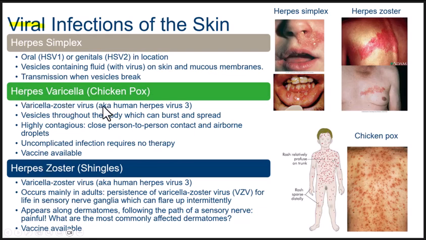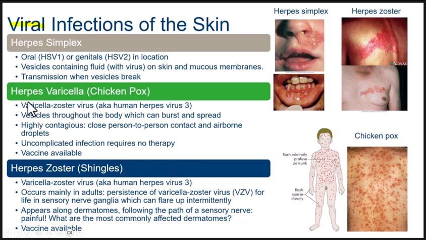Next up is the herpes varicella virus, also known as chickenpox, also known as human herpes virus 3. Infected individuals will have vesicles that are present all throughout the body, skin, mucous membranes, that can burst and then spread. And so it's what's within those vesicles that is contagious, just like with herpes simplex. So highly contagious from one person to the other, and is even airborne as well. Most cases of chickenpox are uncomplicated and don't require any therapy, just time to recover. And there is a vaccine available for chickenpox now, or there has been for a while.